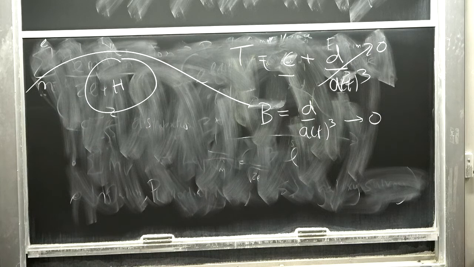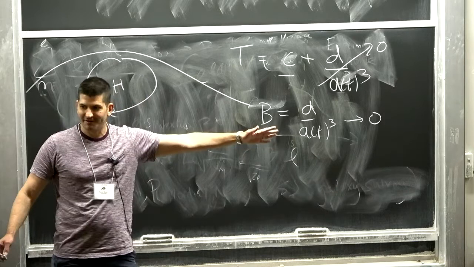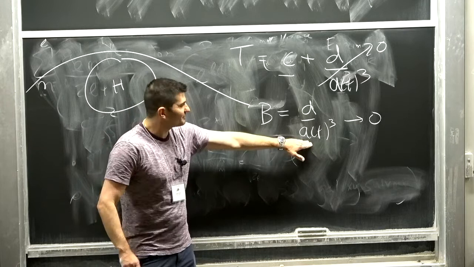Yep? Why does B keep going to zero? Because A is going to infinity as the universe gets bigger. This is the volume of the universe. It's big in the future, small in the past. So A is big in the future, small in the past, so B becomes small in the future.